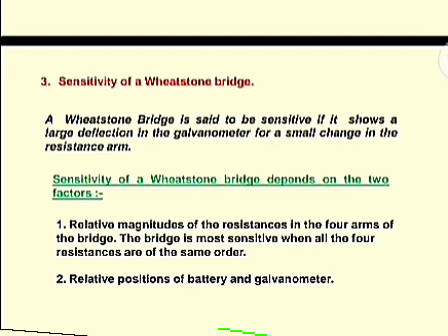The bridge is much more sensitive when all the four resistances are of the same order. That's why when we perform the experiment, we try to obtain the balancing length in the middle of the wire, or we can say we try to find the null point between 40 to 60 centimeters on the meter bridge wire.